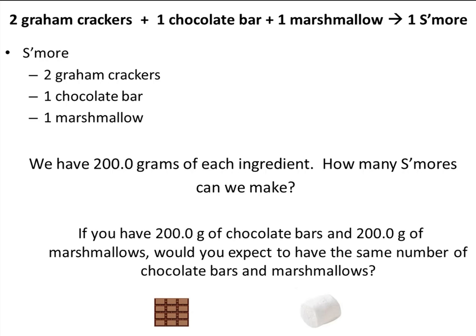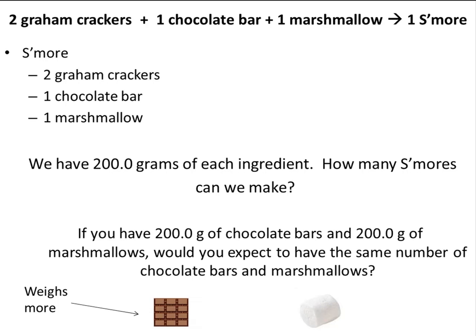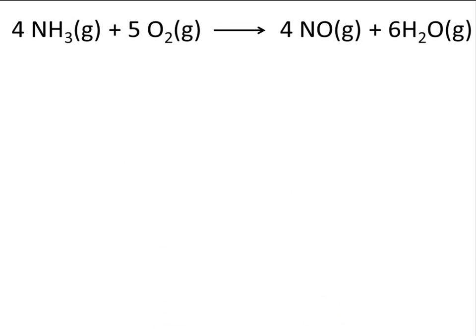If you have 200 grams of chocolate bars and 200 grams of marshmallows, would you expect to have the same number of chocolate bars and marshmallows? No, you would not. 1 chocolate bar weighs more than 1 marshmallow. We need to know the masses of the reagents too. Just like chocolate bars and marshmallows, chemical compounds have different masses. We need to consider this when doing calculations.